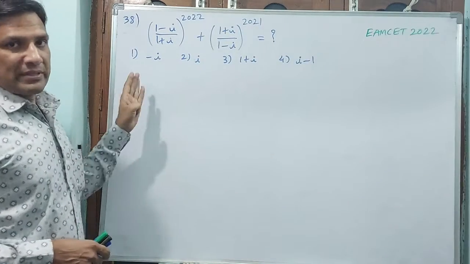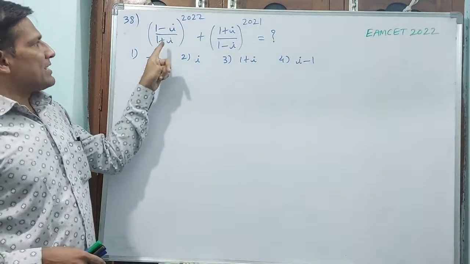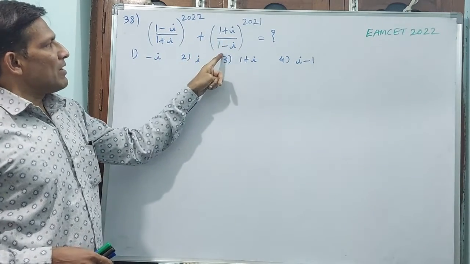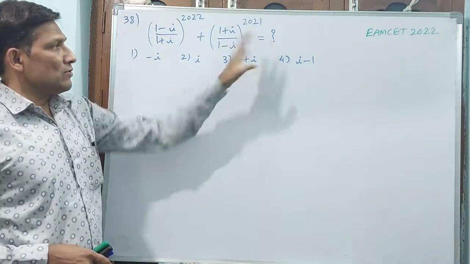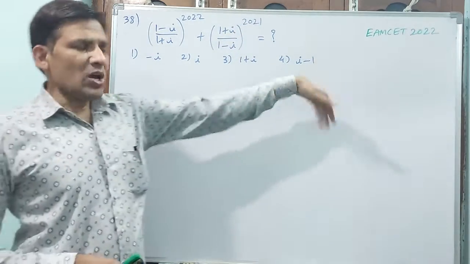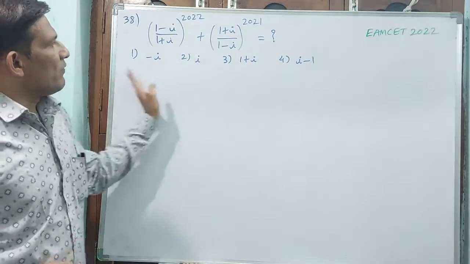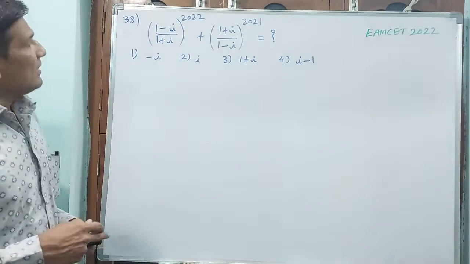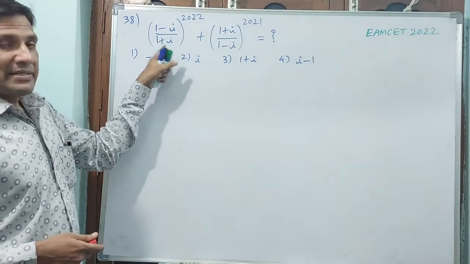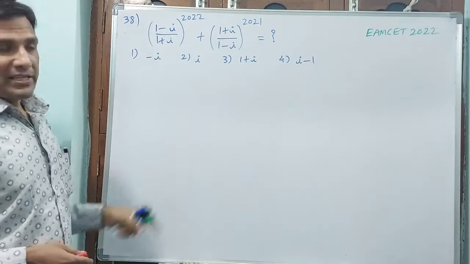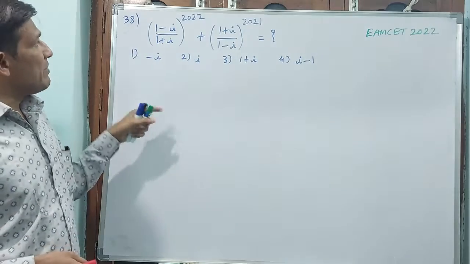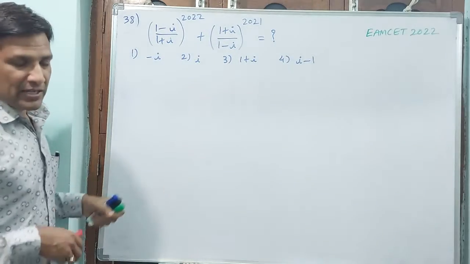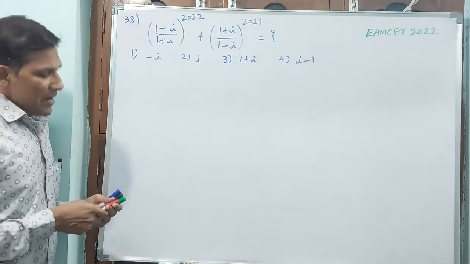See question number 38. (1 minus i by 1 plus i) whole to the power of 2022 plus (1 plus i by 1 minus i) whole to the power of 2021 is equal to how much, they are asking. All questions are from 2022 only, I have taken. 4 options also they have given. Let us see what option will come. Before proceeding, let us find 1 minus i by 1 plus i, what value will come after rationalization. These two values may come in i form. Then i to the power of 2022 or minus i to the power of 2022, like that we have to find. Let us proceed further.